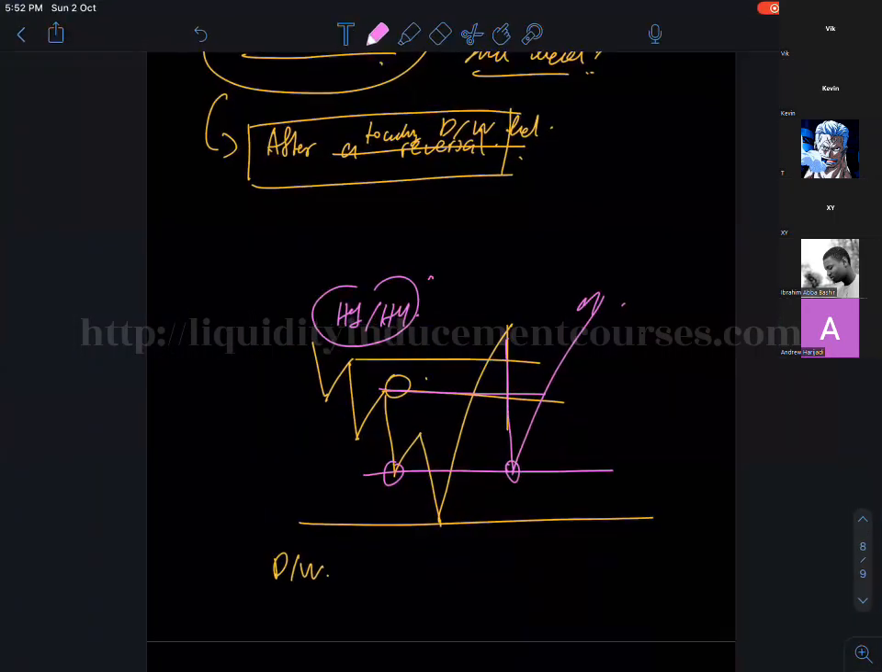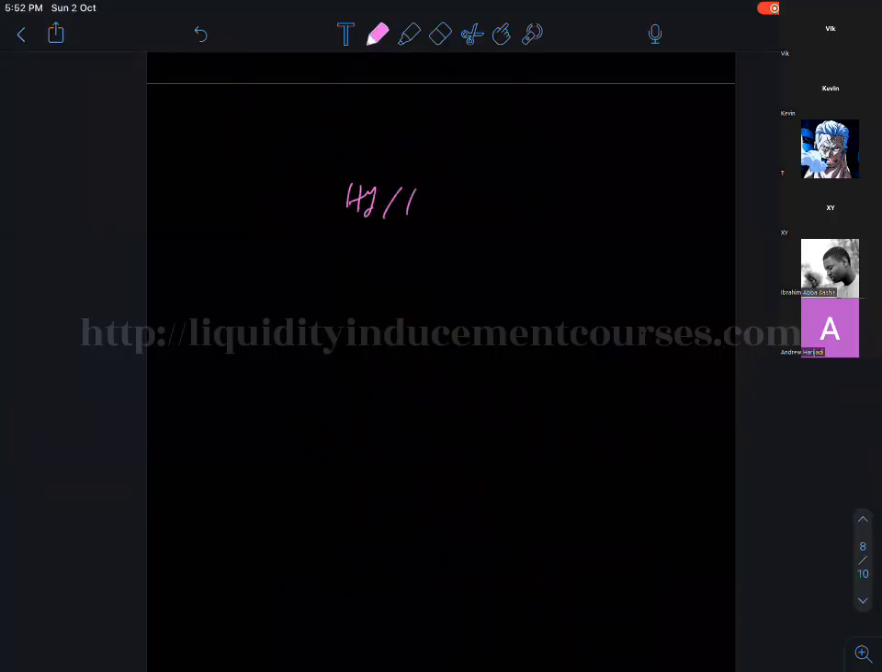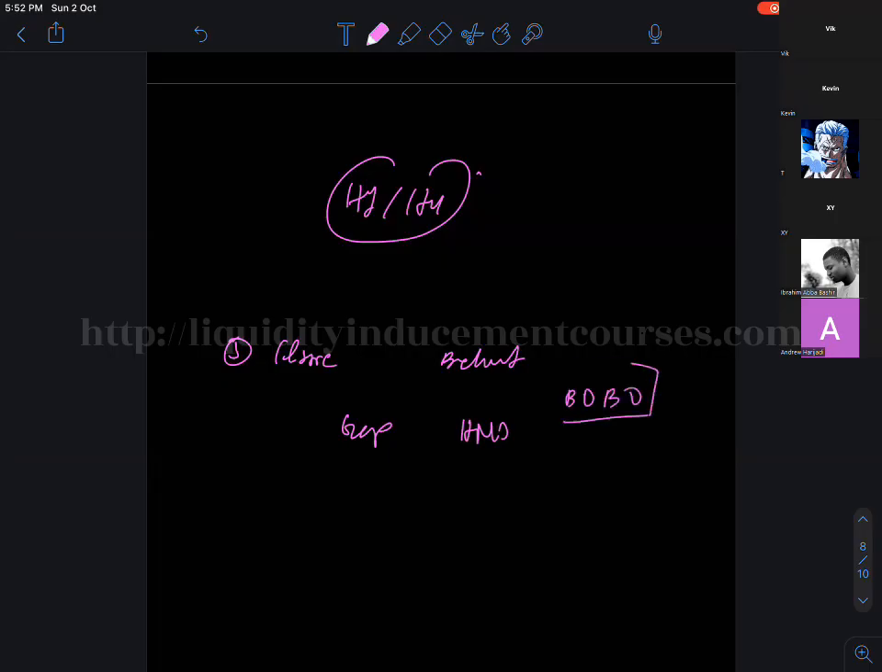So for SNR, for H1 and H4, there are ways to use it. Basically we have 5 types, right? We have classic, breakout, gap, HNS, and BOBO. BOBO is nothing special. If it happens, it's just another level. Okay? But for HNS, it's special. The best HNS is what happens after touching D or W.